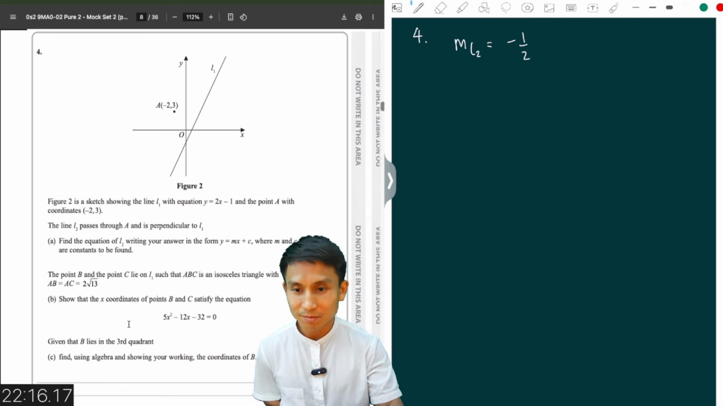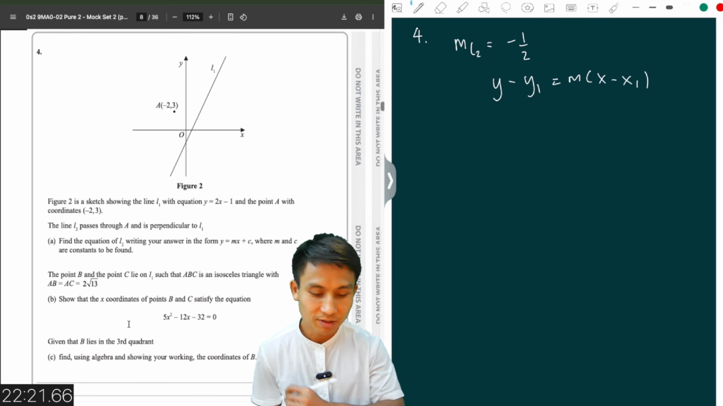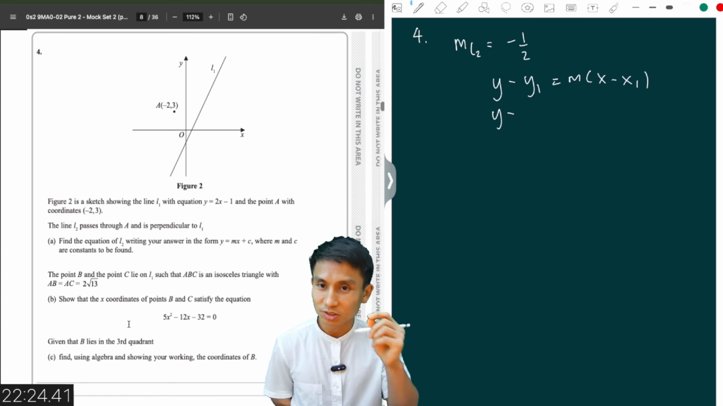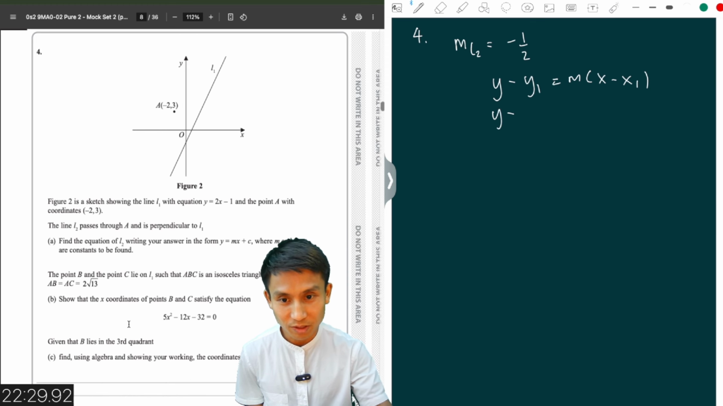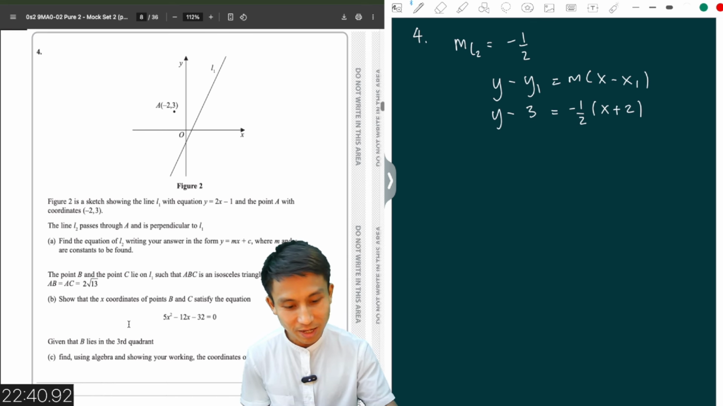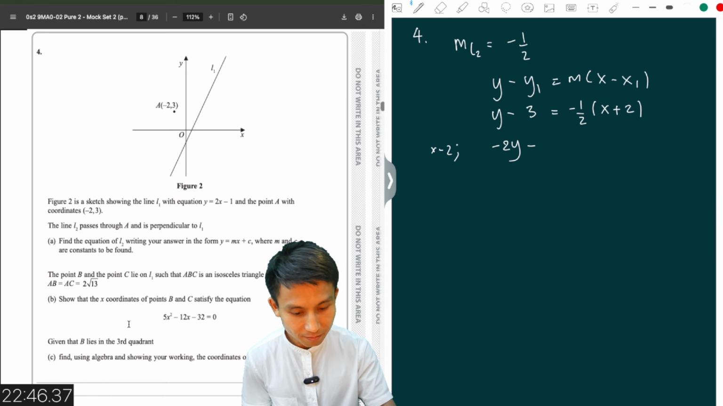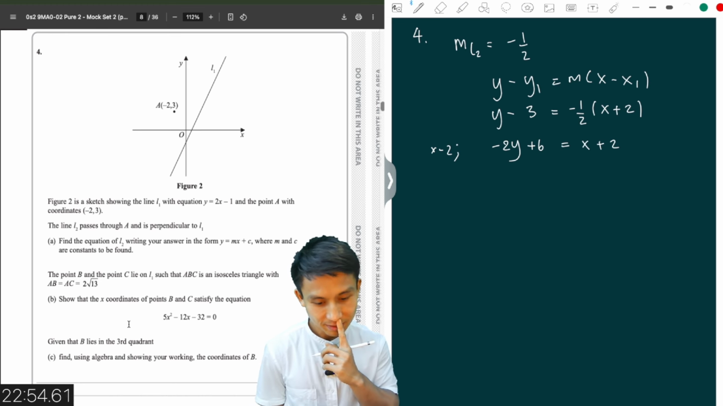And then passing through point A, we just use y minus y1 equals m times x minus x1. We take point A because line L2 passes through A. So y1, the y coordinate of A, is 3, equals m, which is minus 1 over 2, times x minus x1, which is minus 2. If we multiply across by -2, we get -2y plus 6 equals x plus 2, because that will cancel the minus sign as well.